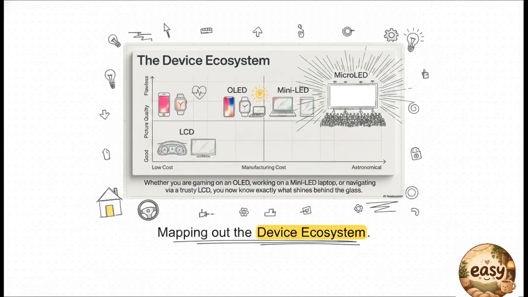Move up and to the right, and you find OLED inside your premium smartphone and smartwatch. Right beside it, Mini-LED powers high-end laptops and premium tablets built for bright environments. And way off in the top right corner, achieving completely flawless picture quality at an astronomical manufacturing cost, sits MicroLED on massive digital billboards and movie sets.